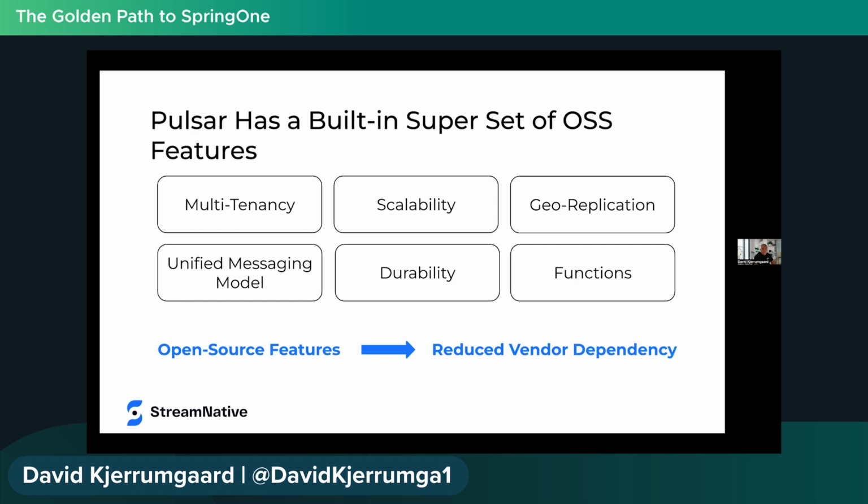It supports a unified messaging model, meaning it supports both streaming and messaging use cases. Other messaging systems do one or the other. Pulsar is the only one that actually does both. So if you want to get away from running two different messaging systems in your platform and only have one instead, Pulsar is a great way to do that. It also offers guaranteed data durability, no data loss built into the system, and a lightweight stream processing function built in as well, called Pulsar Functions.